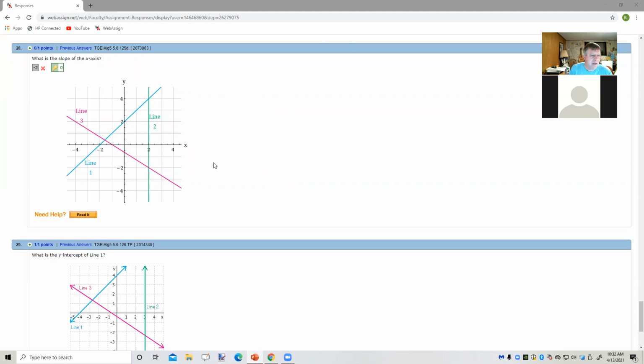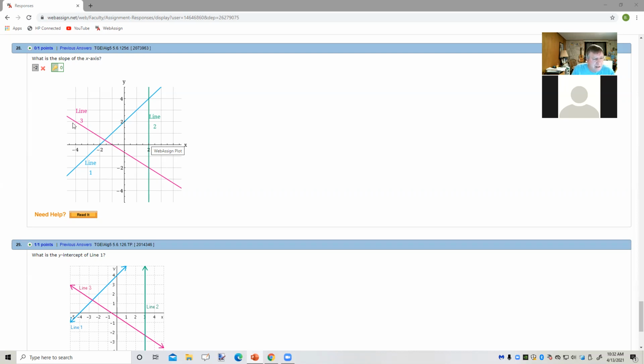Take a look at line number 1, this blue line. Our scale, every big square is 1 unit. So this goes up 1 as it goes over 1. So the slope would be 1 over 1, or we would just say the slope equals 1. Take a look at line 2. Line 2 goes up or down an infinite amount, but it has no run. It's like a number divided by 0, which would be undefined. So a vertical line has a slope that is undefined.